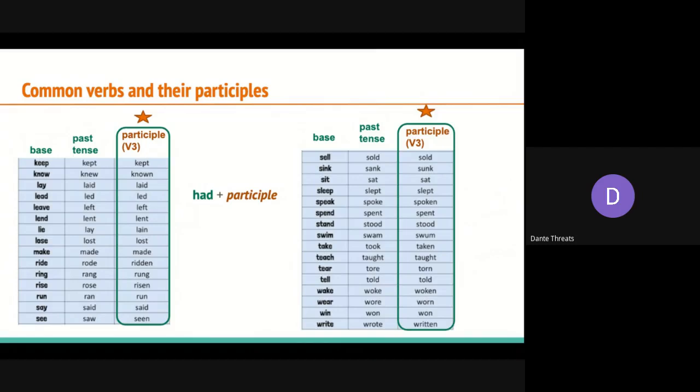All right, and here are some more common verbs and their participles. I'll just give you a few minutes to look through these on your own. Keep in mind that this is the column for the base verbs, this is the past tense, and this is the past participle. So just take a couple minutes to read over these, study them, and I'll come back.